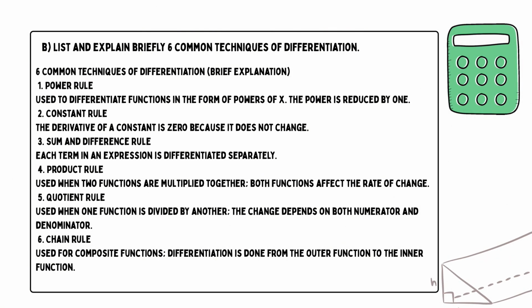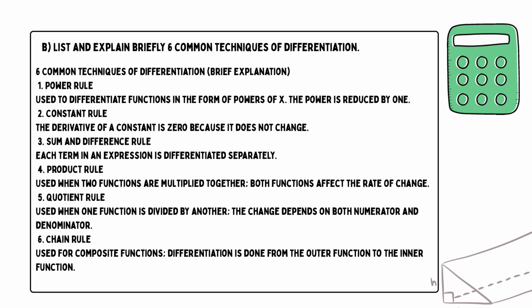6 common techniques of differentiation. 1. Power rule. Used to differentiate a function in the form of a power of x. The power is reduced by 1. 2. Constant rule. The derivative of a constant is 0 because it does not change.